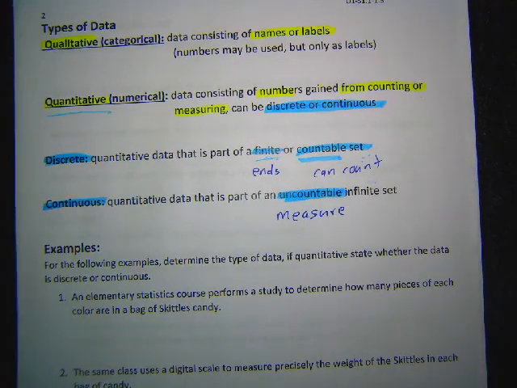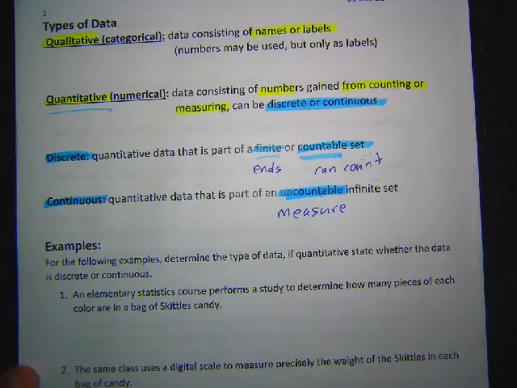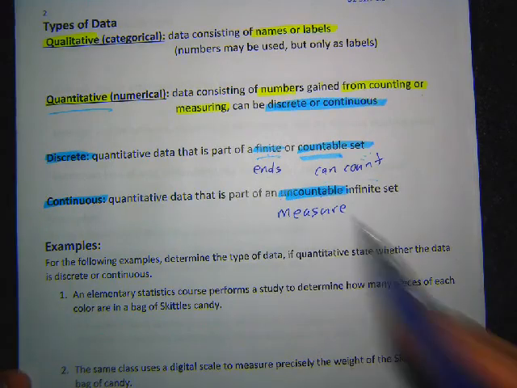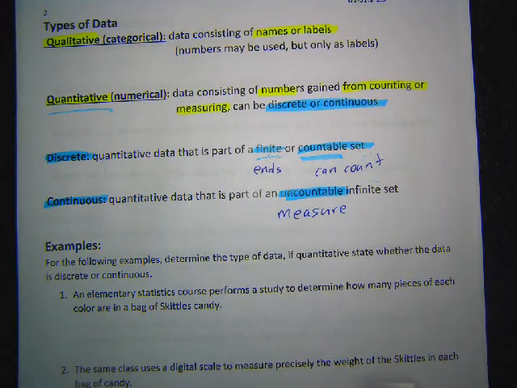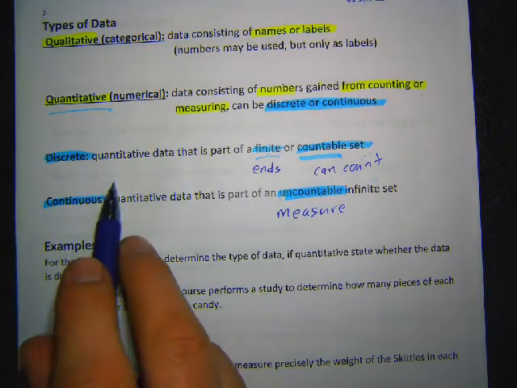There's not just a list you can count. You just can't count all the heights because there's so many of them actually. So I call it uncountable because you can't just sit there and count through them. So that's what uncountable means. It's stuff we typically measure. So you have discrete quantitative data and continuous quantitative data. Discrete, and we call it discrete.